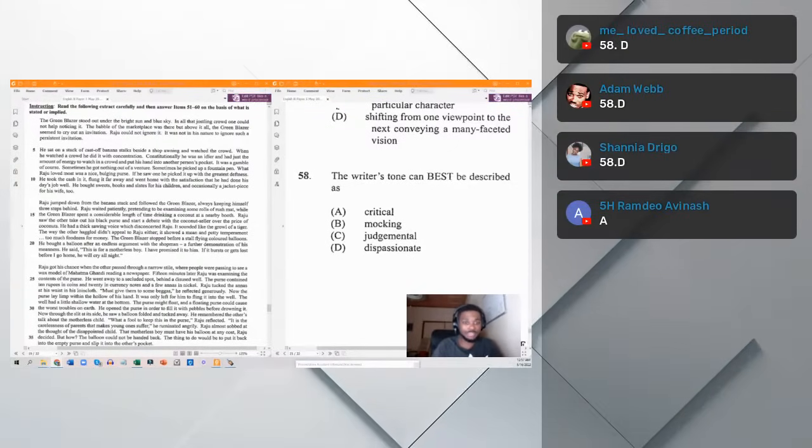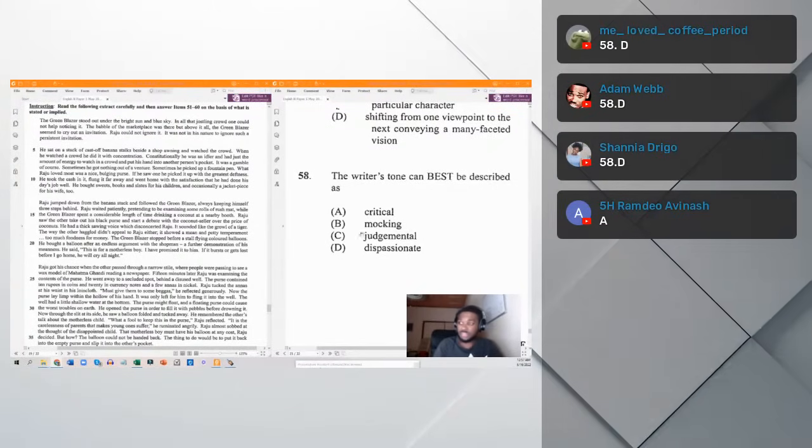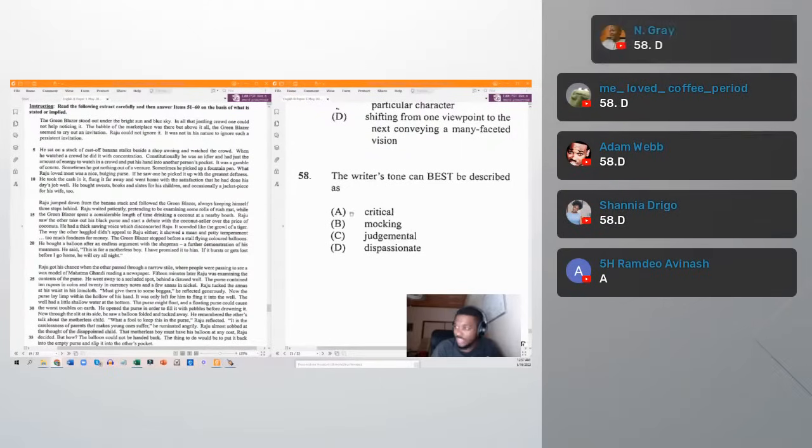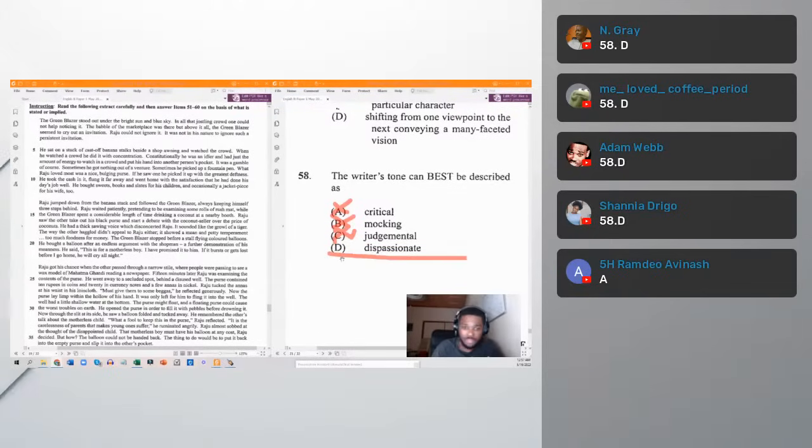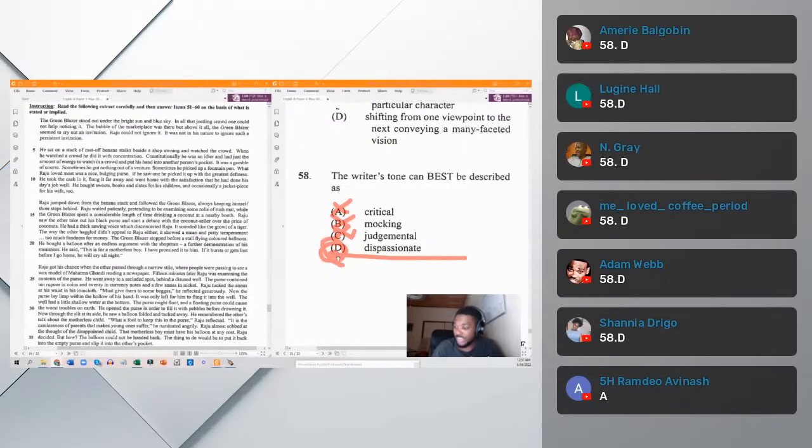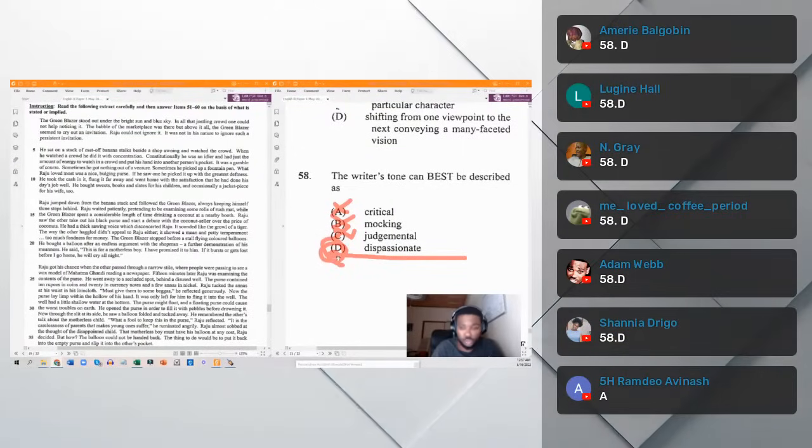All right, 58, D. Dispassionate. Critical, the writer is not criticizing anyone. The writer is not mocking anyone or judging anyone. Dispassionate is the only one left. Dispassionate means not showing any emotion or not taking any sides. We know what passionate means, so dispassionate is the opposite of passionate.